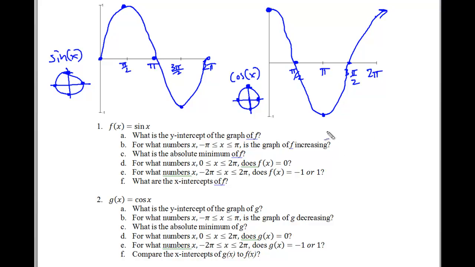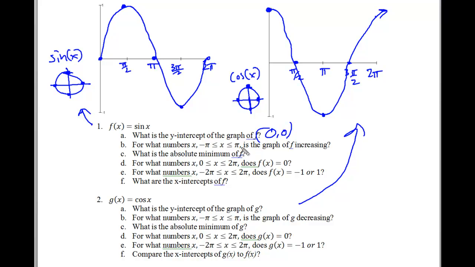Now I'm going to keep these up here a little bit and show you just a couple questions that are out of the book. These are problems 9 and 10, and I modified them a little bit. The y-intercept of the sine graph, because this is going to deal with the sine, and this is going to deal with the cosine. So the sine graph right here, the y-intercept is going to be 0, 0.